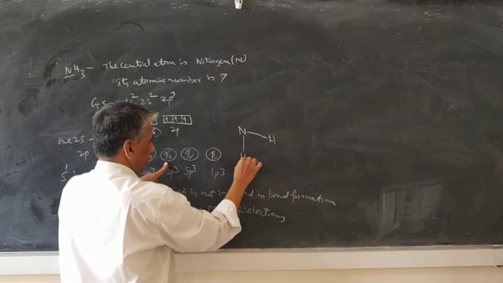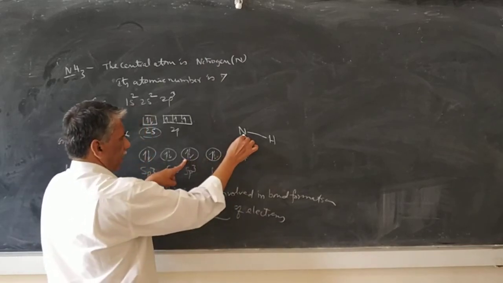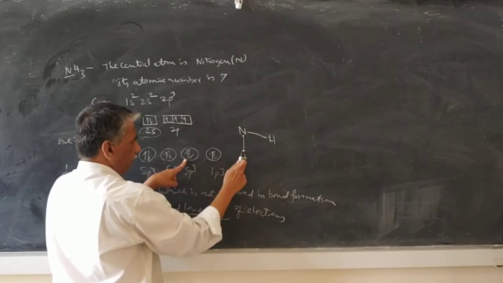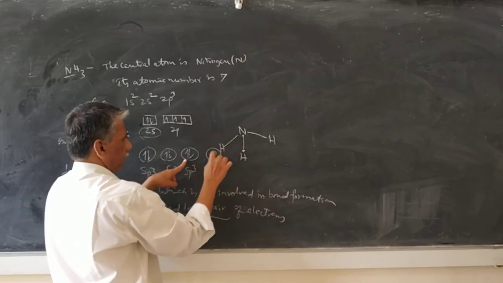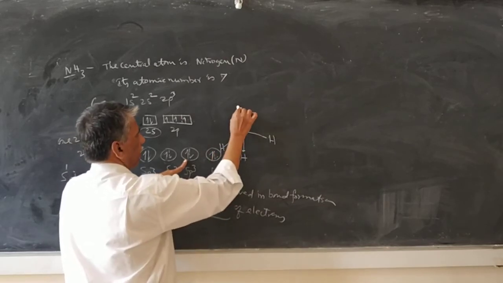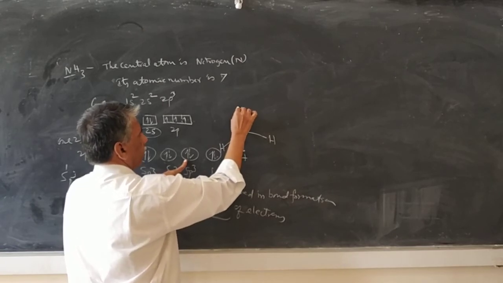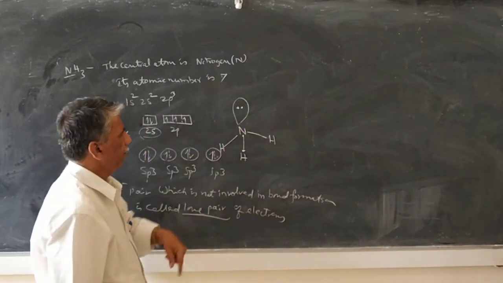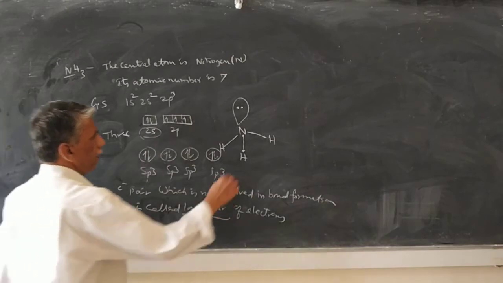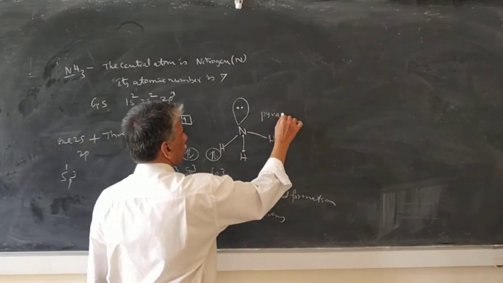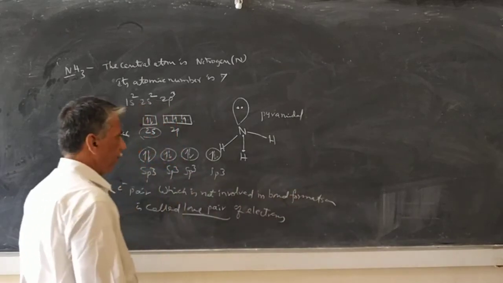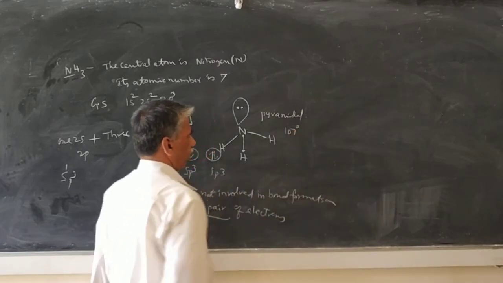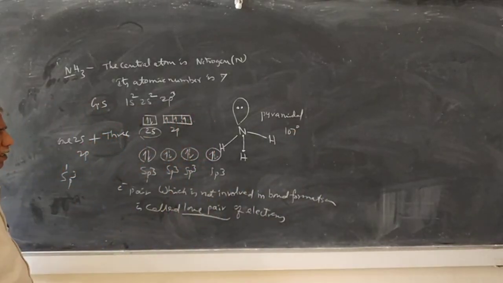This is another one. One electron of nitrogen and one electron of hydrogen, both are involved in bond formation. This is another H, and this is the lone pair of electrons. So this is the shape of the ammonia molecule. Its shape is pyramidal shape, and the bond angle is almost 107 degrees.